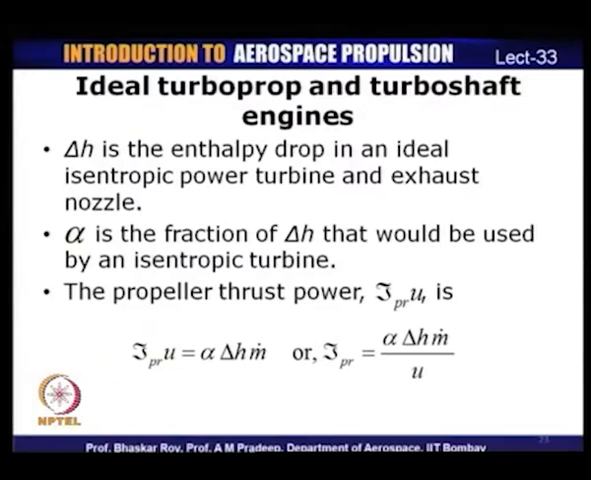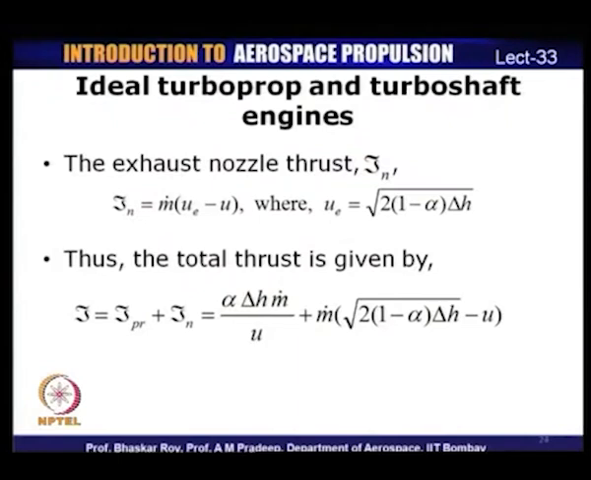And the next component is the nozzle thrust. So, exhaust nozzle thrust is tau n. So, tau n is mass flow rate times the velocity difference. Here the velocity difference you can find in the same way as we did for the turbojet and turbofans, which is the square root of 2 times the enthalpy drop multiplied by the fraction, which is 1 minus alpha. So, Ue is equal to the square root of 2 times (1 minus alpha) times delta H. So, (1 minus alpha) times delta H is the fraction of the enthalpy drop which occurs in the nozzle.